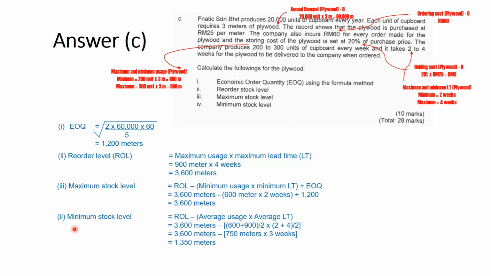And finally, minimum stock level, which is reorder level minus average usage multiplied by average lead time. So average usage is 750 meters and average lead time is 3 weeks. And then we get the answer 1,350 meters. Okay, that's all.